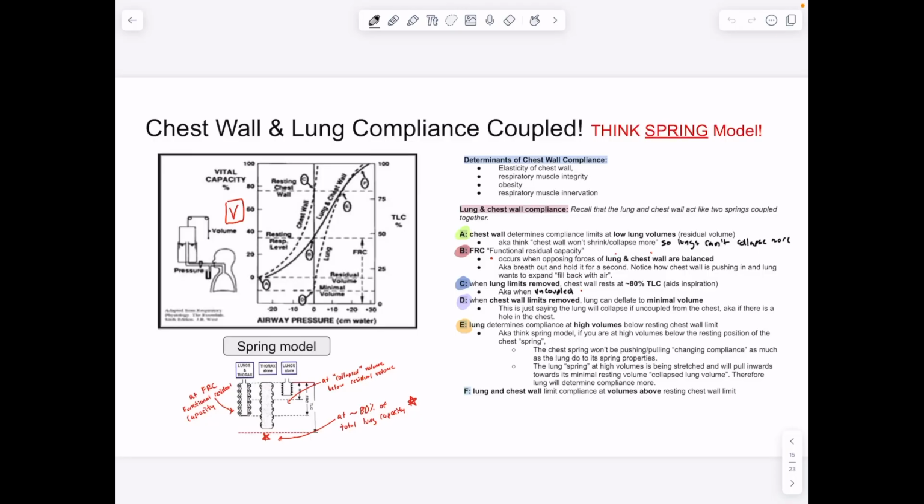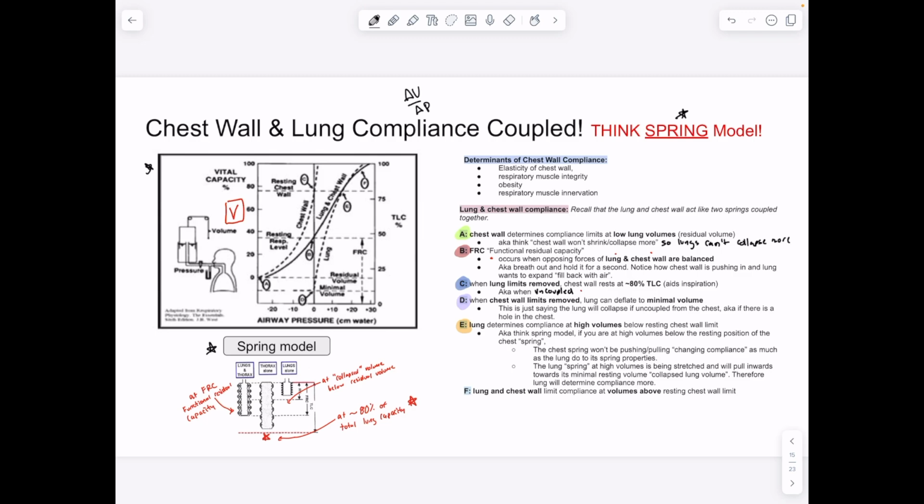All right, so we're getting a bit closer to done. The next idea is that the chest wall and the lung compliance are in fact coupled, and so really we're given this diagram in lecture. I think this diagram makes things a little bit more confusing, but the basic idea is that compliance, delta V over delta P, changing volume caused by changing pressure, is really dependent on the fact that the chest wall and the lungs are coupled, and so basically this whole diagram is really just a reiteration of the spring model.